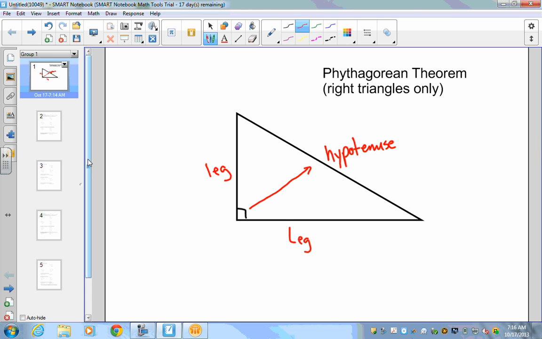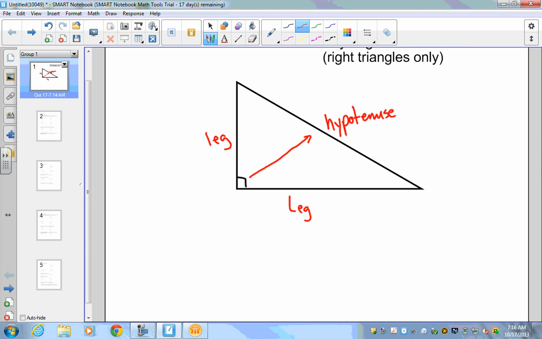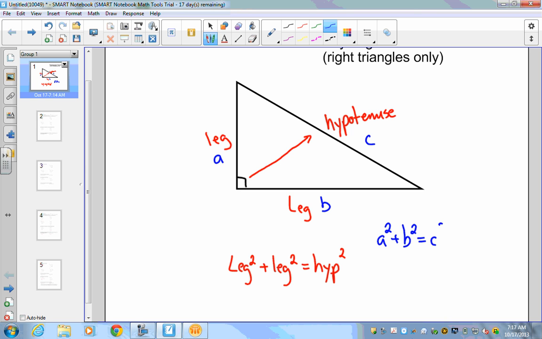Now, there is a special relationship, a special formula that works with right triangles, and that is that the leg squared, when I square the length of the leg, plus the other leg squared, I would get the hypotenuse squared. Okay. Now, sometimes rather than saying leg, it'll be A, and then you have B, and then C. Okay, that's usually pretty popular with the Pythagorean theorem. So if that's the case, it would be A squared plus B squared is equal to C squared.